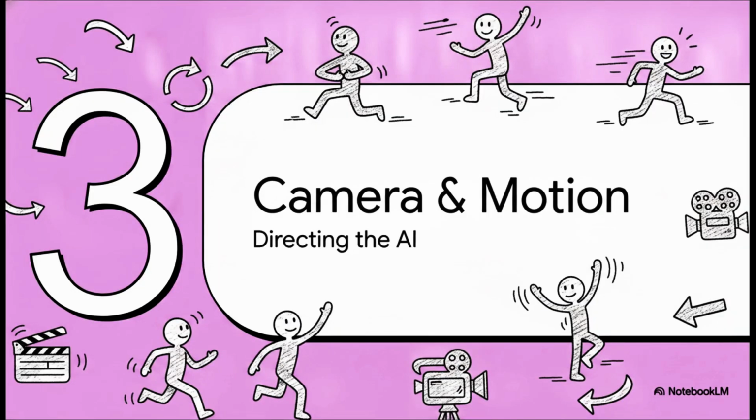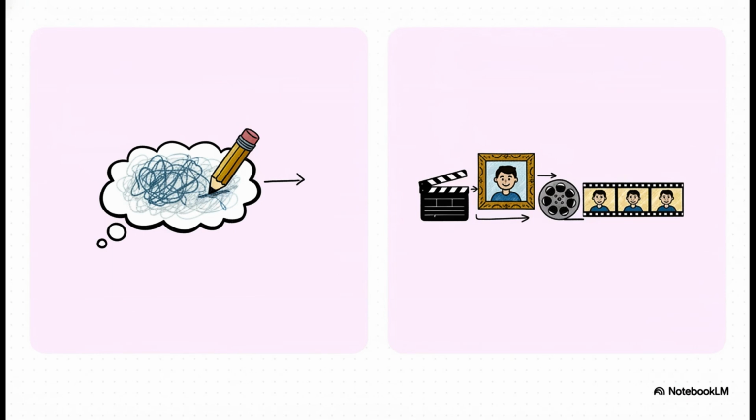Moving on to Section 3, directing camera and motion. Now, you really have to choose your tools wisely here. Text to video? Well, that's best for quick ideation and brainstorming when you don't really have your visuals locked in yet. But if you want your 2D animation to maintain absolute, strict consistency, you have got to rely on the image-to-video method. You feed the AI that master character reference we just talked about, and then you animate.